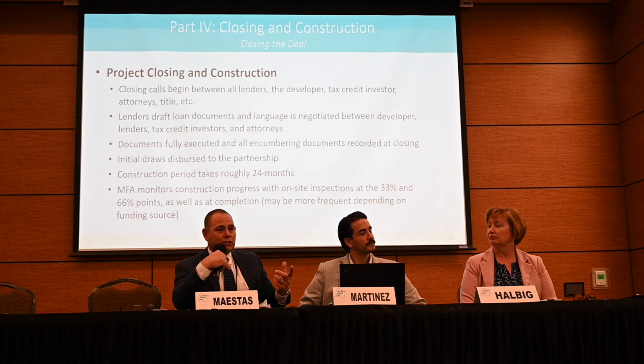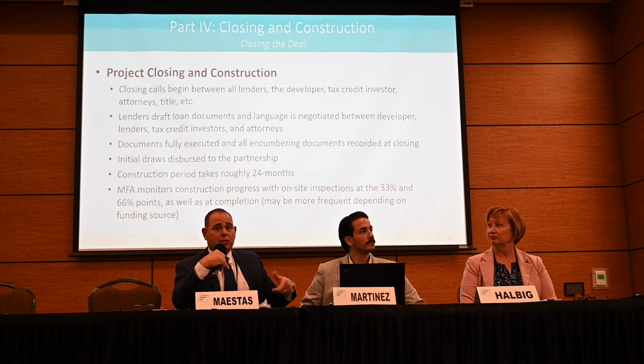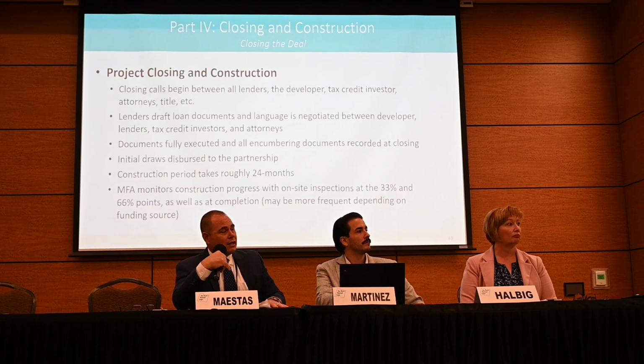The construction period is usually about 24 months. We've seen it drag out a little bit recently with everything that's going on, but usually about 24 months still. And MFA does monitor the construction process, so we have somebody on staff that is our architectural services rep. They go out, they look at the project at 33% completion, 66% completion, and then they'll go out there for a final inspection and make sure the project is built as it was supposed to be.